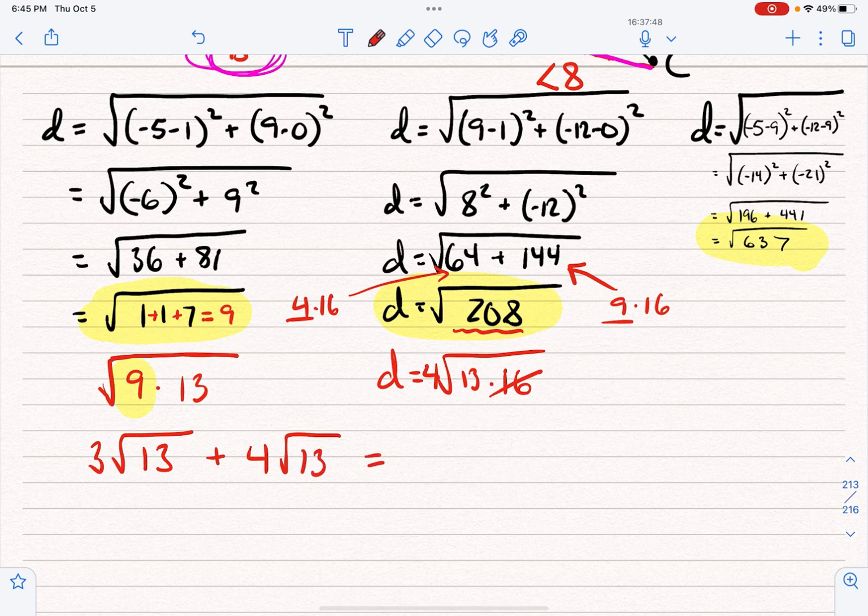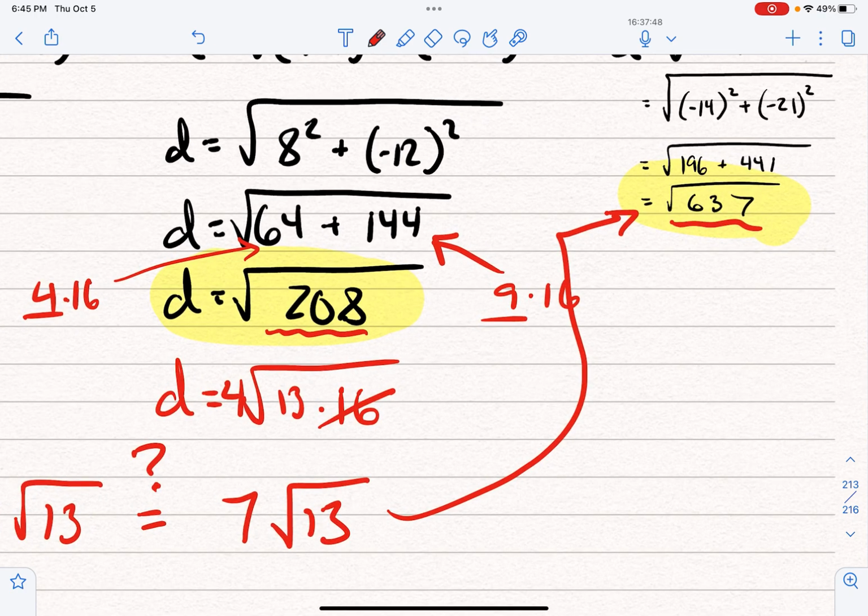And the question is, okay, 3 square root of 13s plus 4 square root of 13s should in fact equal 7 square root of 13s. If this is right, then that's what this would have to be. And so really, now that I know that, I can just check it, because this is a pretty big number. And so I get nervous about, man, what goes into that? But the question is, I think 13 does. And so let's divide 637 by 13.